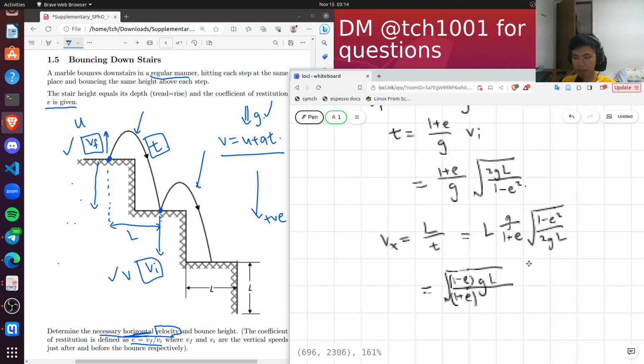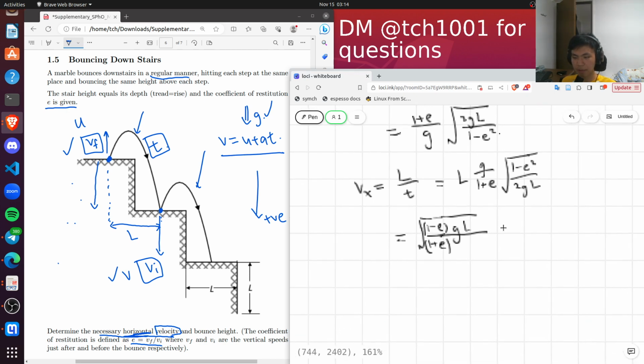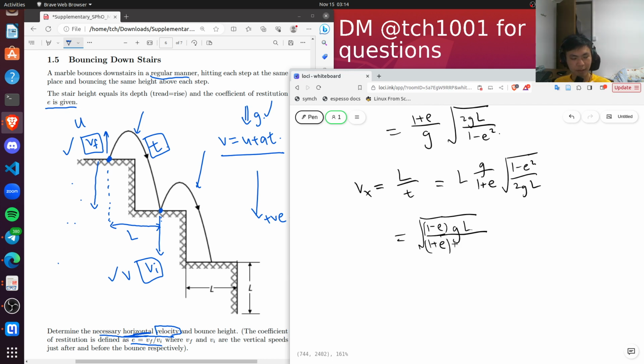Okay, so checking units. Remember, checking units is always a useful way to check your answer. G has units of meter per second squared. Length has units of meters. And then E is dimensionless. So square root of this thing would correctly give you meters per second. So the units are in fact correct. Okay, so that's how we do this question.